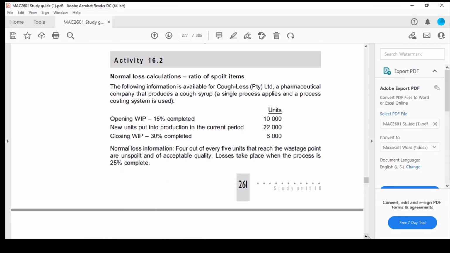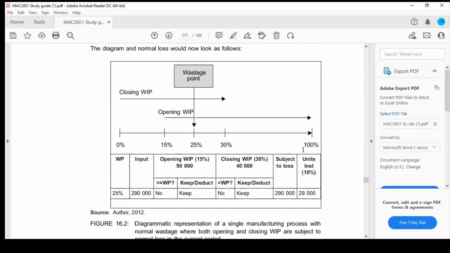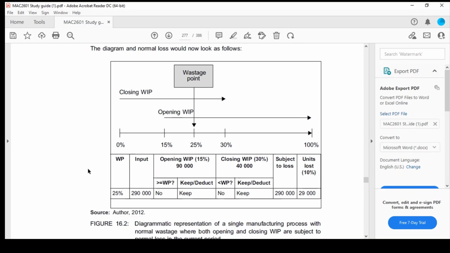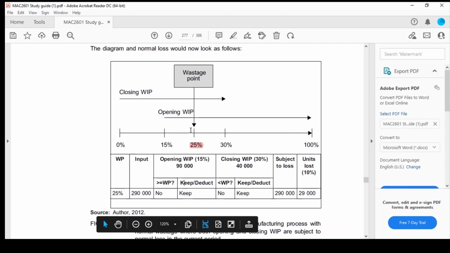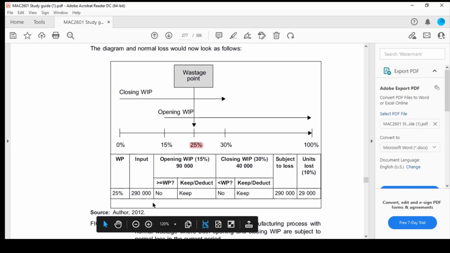I have a question, ma'am. So if we look at this graph, I just want to understand it. I understand what you're saying with the 15% and the 30%. So basically, with the wastage point at 25%, does that mean I will just have wastage or spoilage at 25% or from 25% and onward? Because in my mind, I see the 30% as past that 25% already. That's why I don't understand why I should keep that 30%.